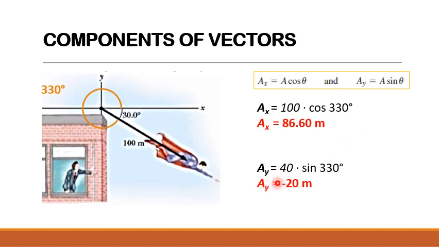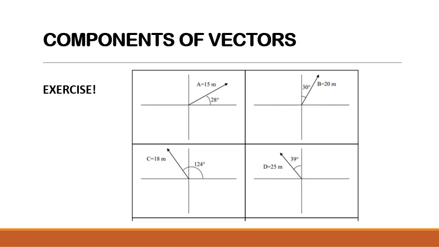Okay, the magnitude is not 40, it should be 100. I would like to correct that. So 100 times sine of 330. The answer to that is negative 50, not negative 20. So that was incorrect. That should be negative 50. Okay, so let's have an exercise.